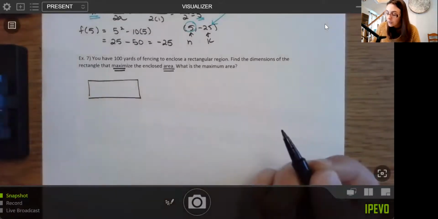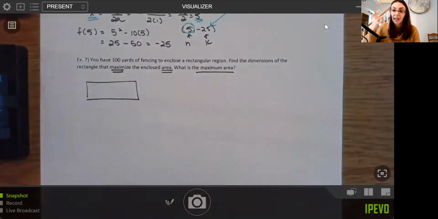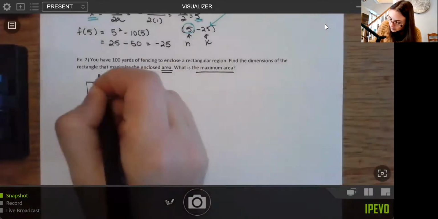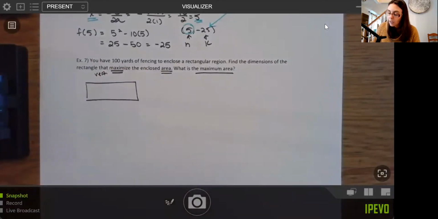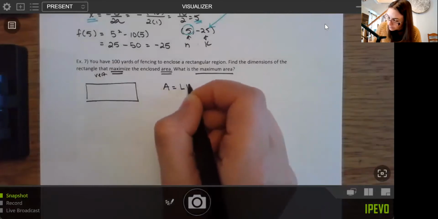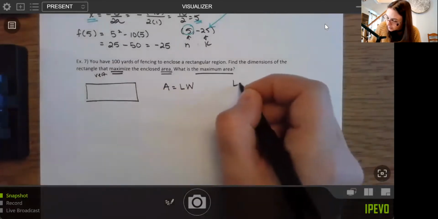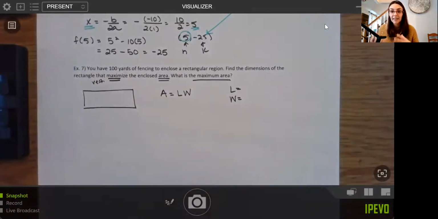All right. So again, I know that I'm doing quadratics here. So if I see the word maximize, I'm thinking vertex at some point, but I need to figure out my setup first. So if I have a rectangle, the area is always the length times the width. So I need a way to write the length and I need a way to write the width. So I'm going to have to figure that setup out.